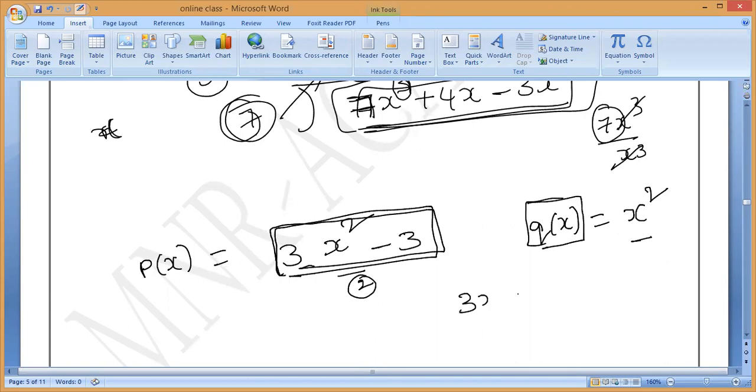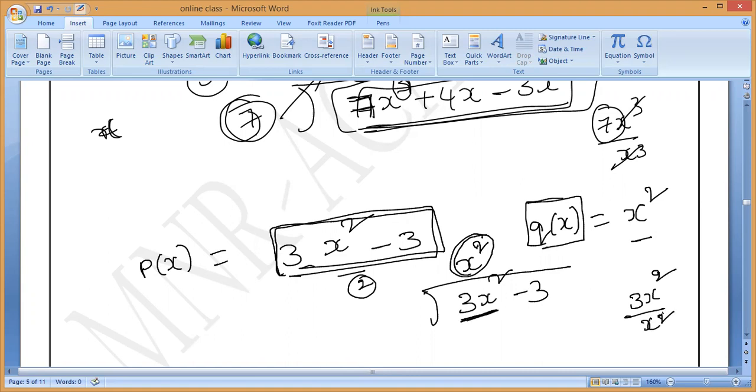3x square minus 3 divided by some divisor. Here we get the quotient. The quotient must contain an x square term. When we get x square, it is 3x square. This first term 3x square, divided by the quotient x square, how many times? 3 times, correct?